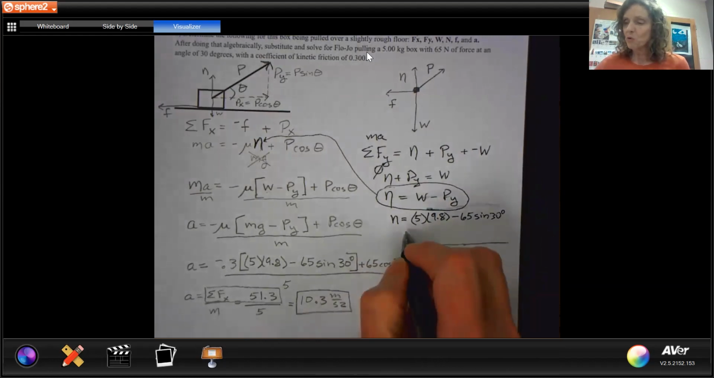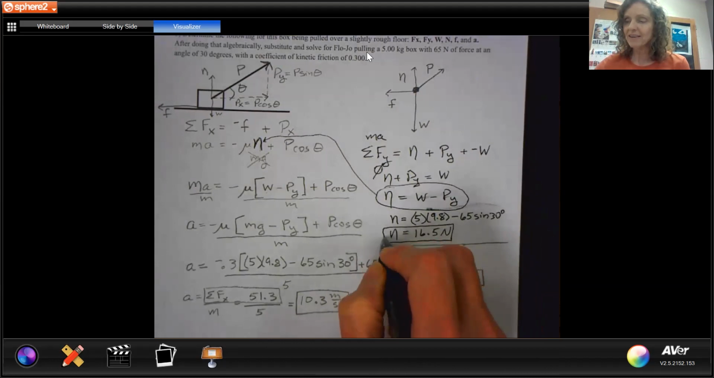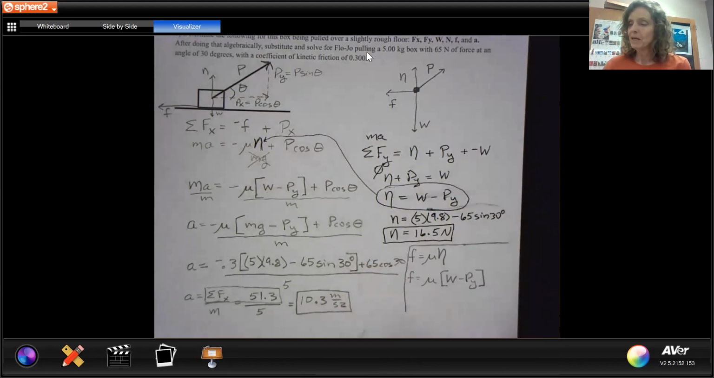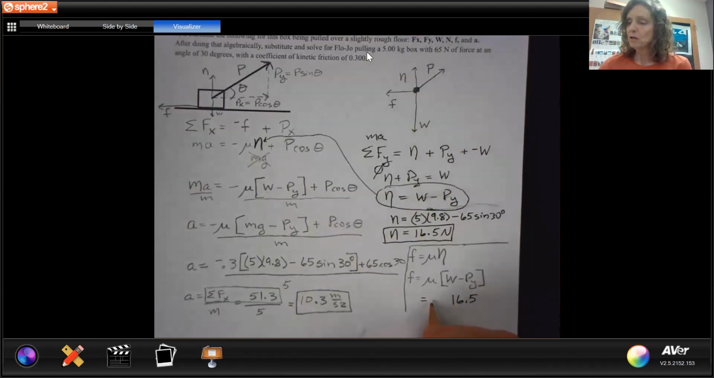And I got 16.5 newtons for the normal force. So I might box that also to make that number easier to find. I'm going to need that number down here, aren't I? I guess I could just put it right in and sort of use my numbers bank. So when I find friction down here to put in mu times the normal force, I'll just use my 16.5 newtons that we just calculated. So mu, friction, is going to be equal to 0.3.